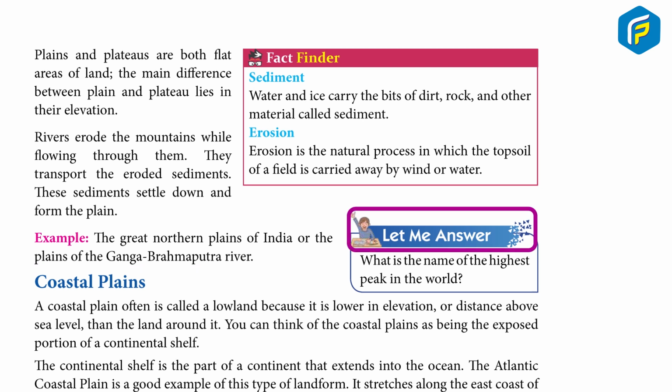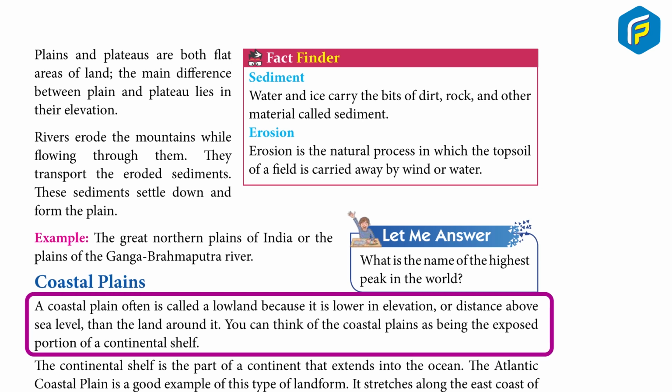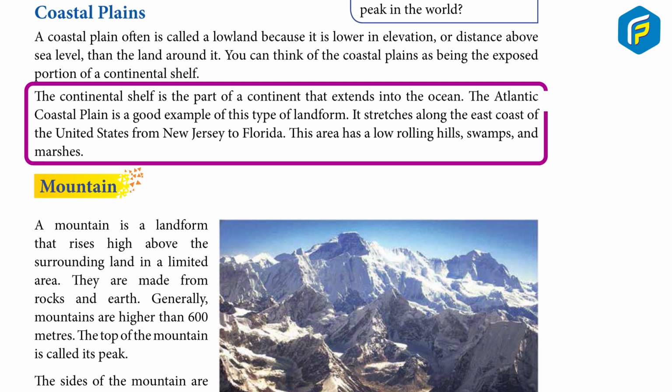Let me answer. What is the name of the highest peak in the world? Coastal plains. A coastal plain often is called a lowland because it is lower in elevation, or distance above sea level, than the land around it. You can think of the coastal plain as being the exposed portion of a continental shelf. The continental shelf is the part of a continent that extends into the ocean.